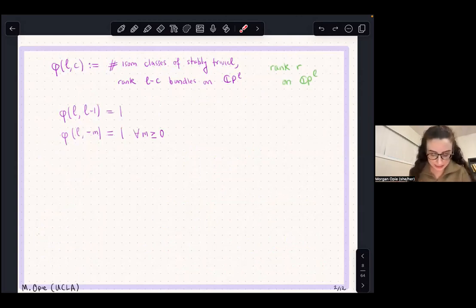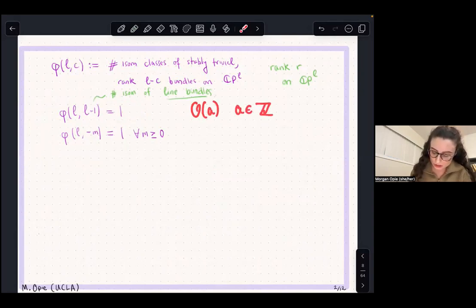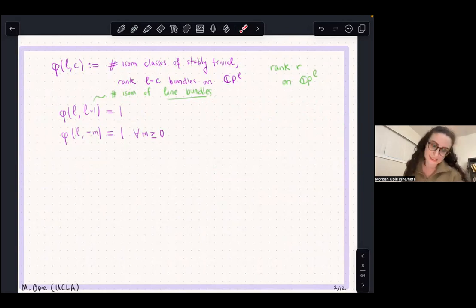Okay, so I panicked a little bit with subtraction, but in fact this is correct. Co-rank L-1 bundles on CP^L, what is this? This is the number of isomorphism classes of line bundles. So the rank is 1. If we're looking at line bundles on complex projective spaces, those are just the bundles O(a) for a an integer, for all L greater than or equal to 1. So essentially what this tells us is that for any dimension of CP^L, there's exactly one stably trivial line bundle, namely the bundle with first Chern class 0, or the trivial bundle.